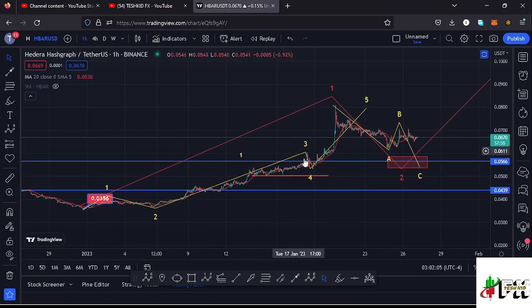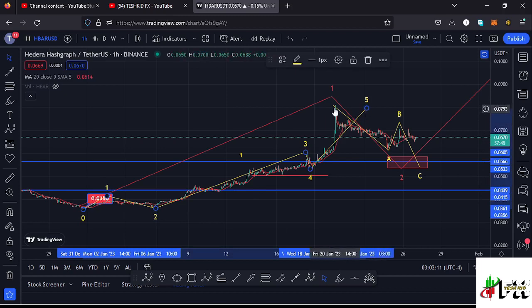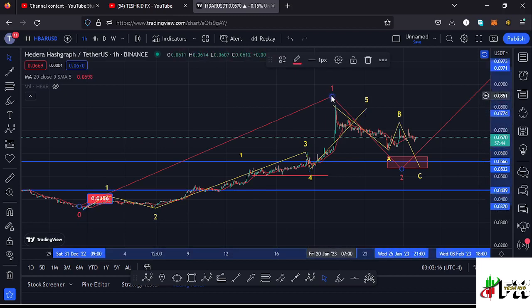a move that had been obeying the Elliot wave structures, having that as the wave 1, then a wave 2, a wave 3, a wave 4, and then a wave 5, making its high at around the $0.0808 mark, and also completed the formation of that higher Elliot wave count 1 to the upside.